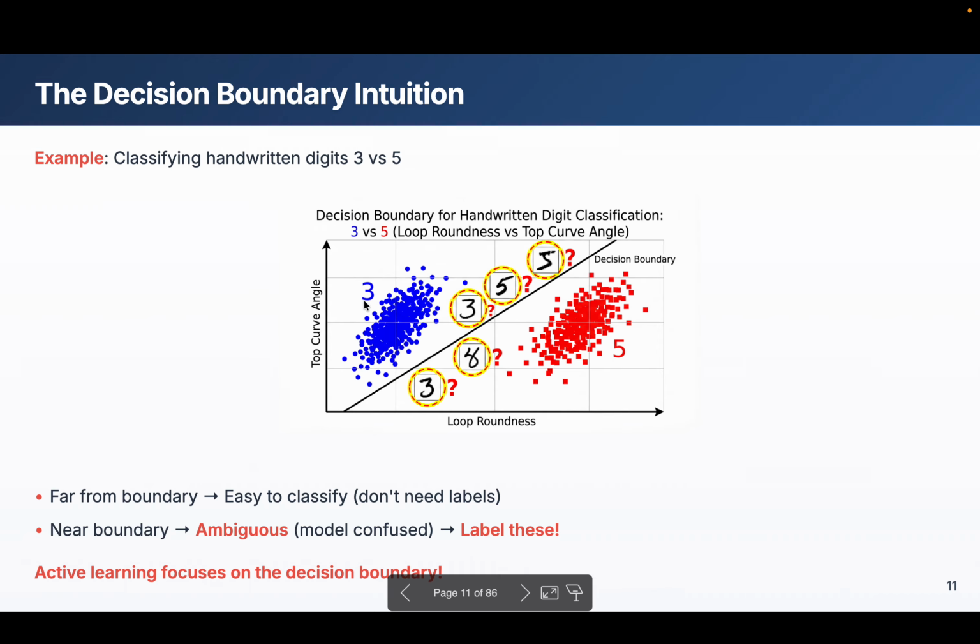So these are very clear, there is no ambiguity about them. But if you look at some of these examples, is it a 3 or a 5? Or this example specifically, is it a 3 or a 5? You'd require more inputs, you'd require expert labeling. So again, we would want to label these as opposed to labeling these very simple examples.